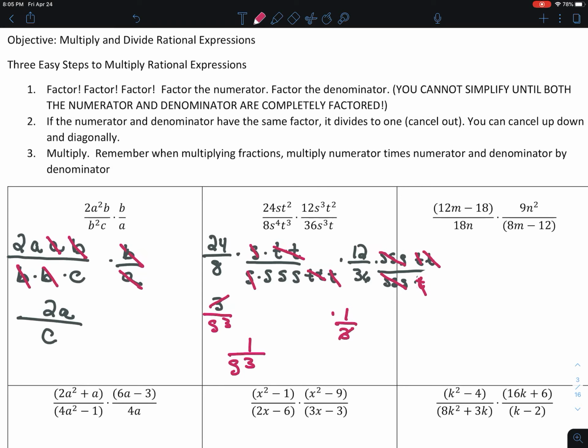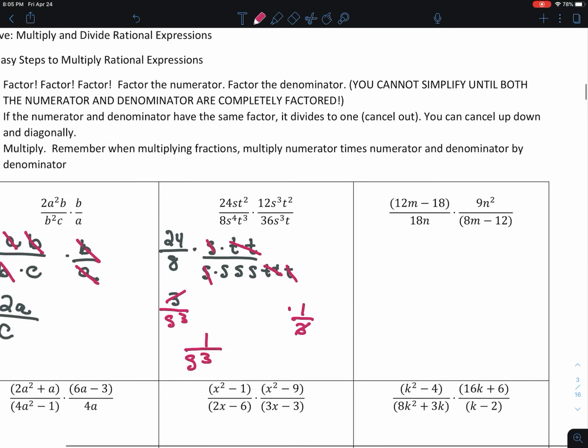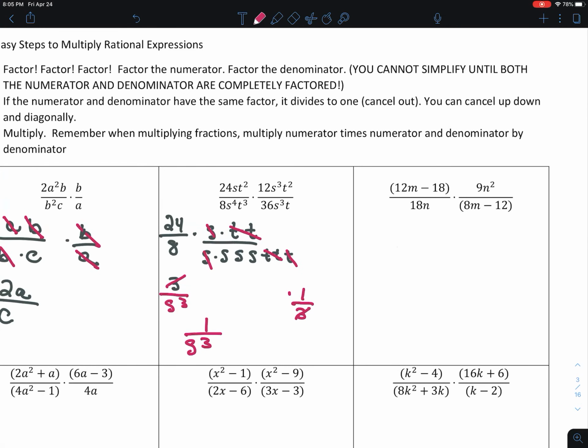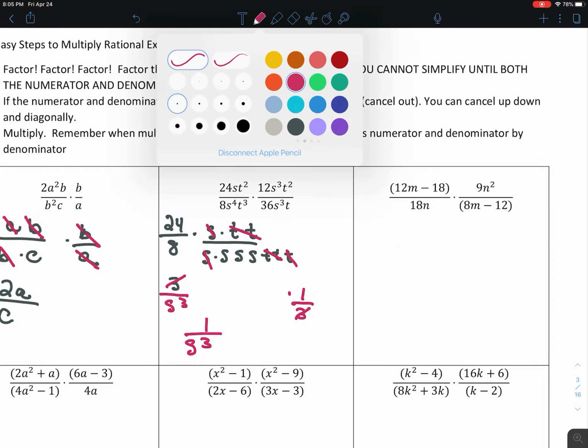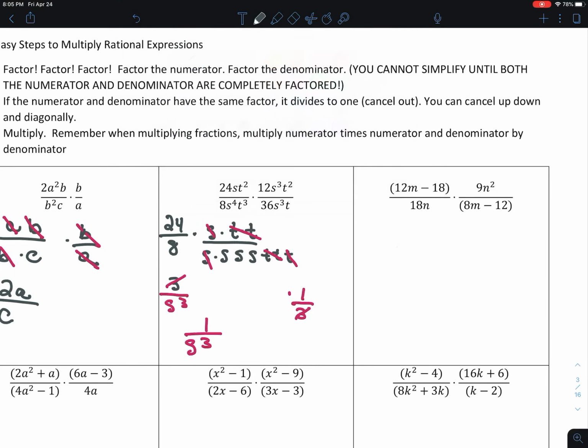Okay? Now, the ones that we do mostly will not involve multiplying them out like that. The ones that we do will mostly involve factoring. So let's look at this first problem. How can I factor this first expression? Well, we can factor out a GCF between 12 and 18. The GCF is 6. So that leaves me with 2m minus 3.